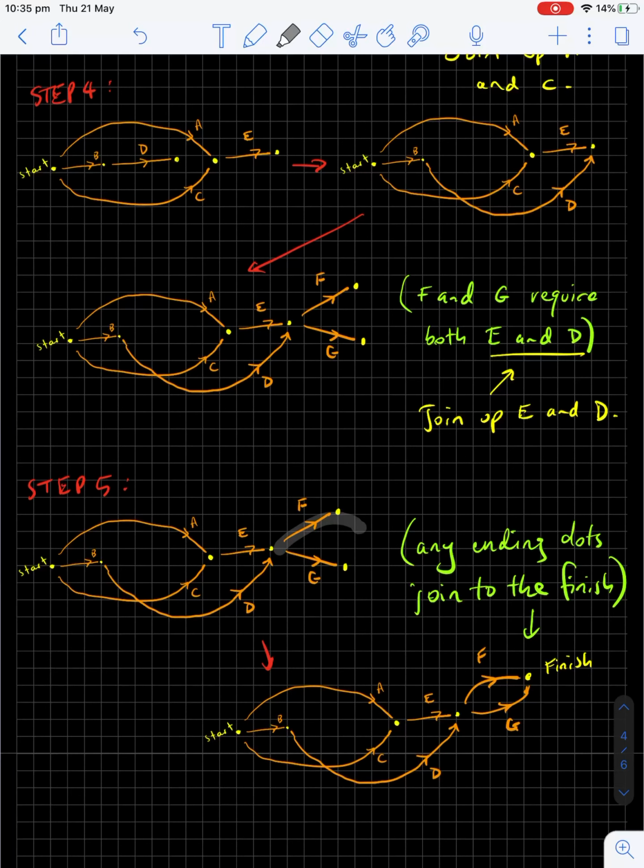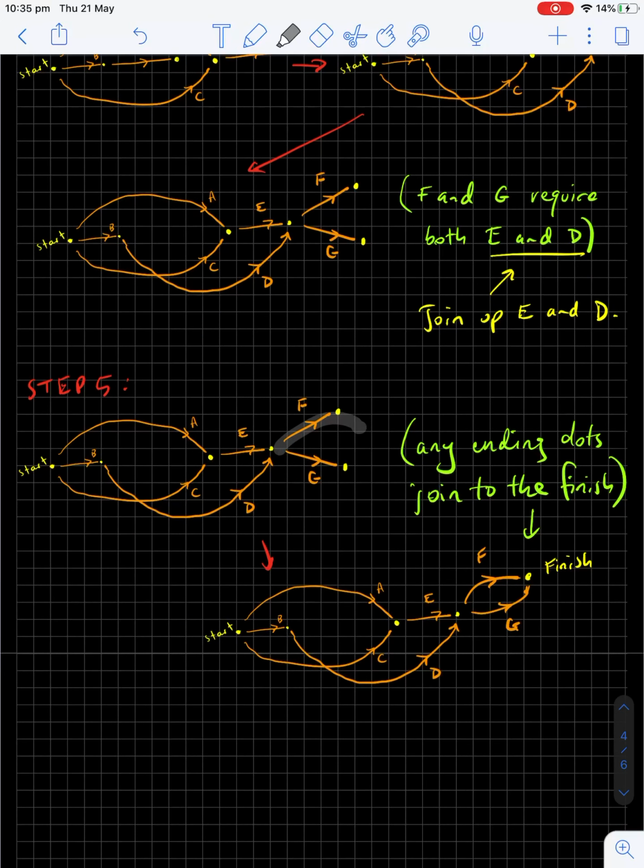Definitely not the prettiest thing, but they don't have to be pretty. They just need to be accurate. It doesn't matter if they cross each other. Just make sure that you've got the right connections.